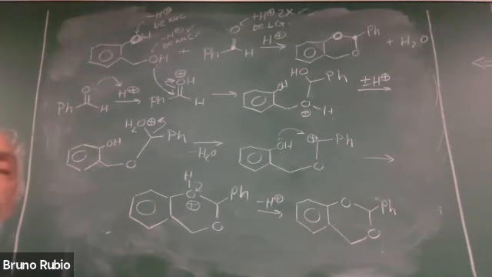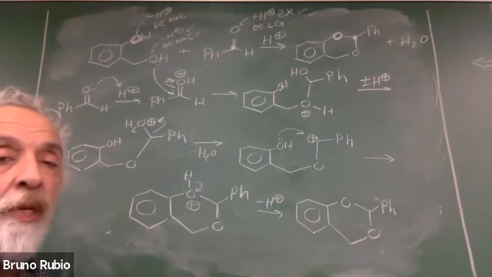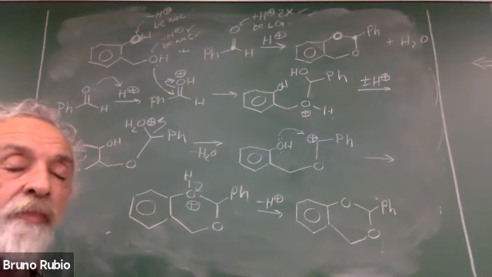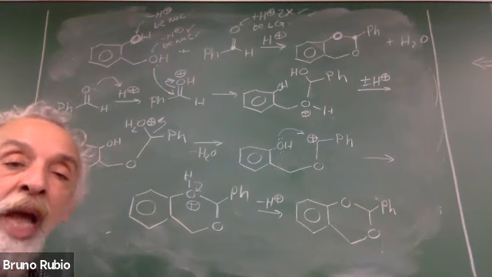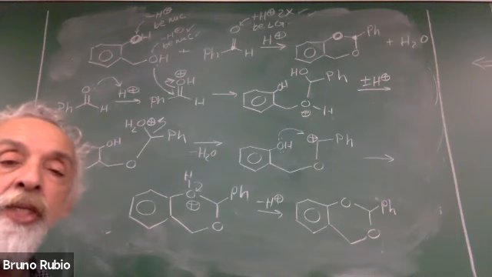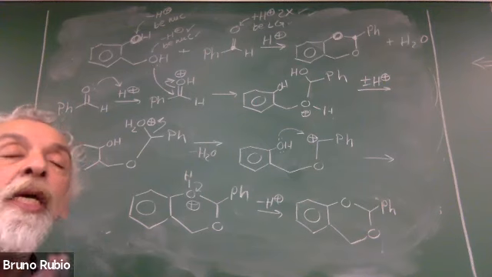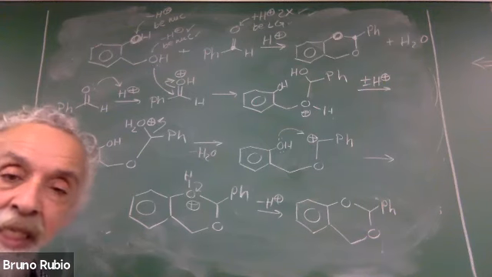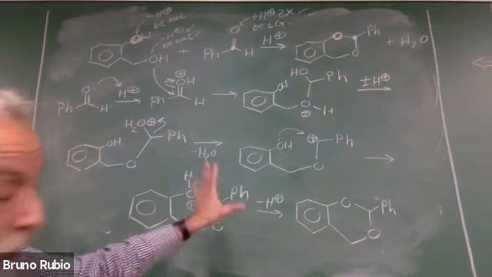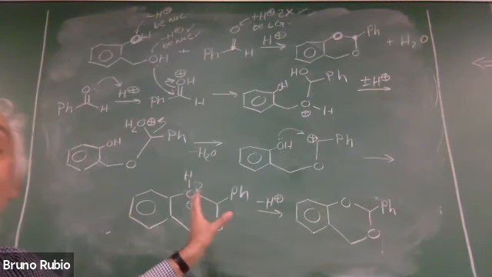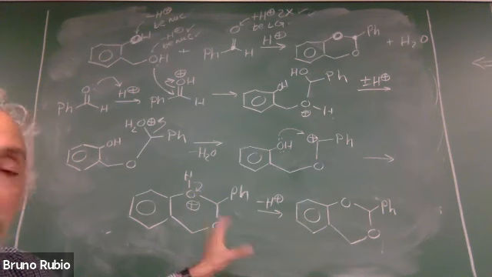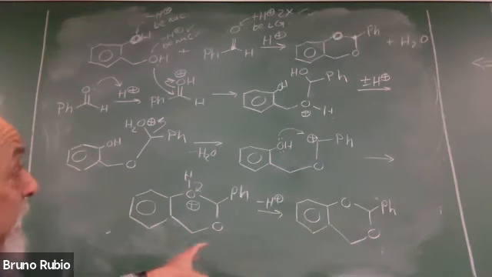All right, so just some comments about writing this mechanism. It's acidic conditions. So when you write a mechanism under acidic conditions, that means you can't have any strong bases. That means for this guy here, no O minus anywhere. O minus is a strong base.